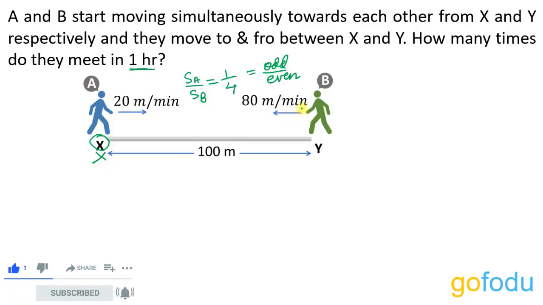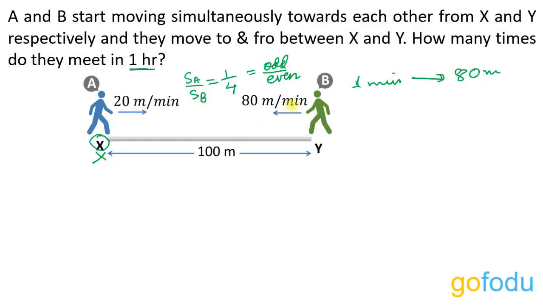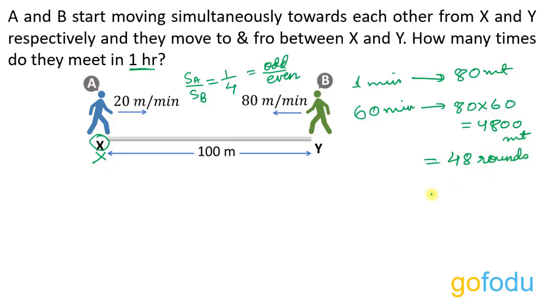So B in 1 minute covers 80 meters, right? In 60 minutes, that's asked in the question, or in 1 hour, B will be covering 80 into 60, that is 4800 meters. And 4800 meters means 48 rounds of 100 meters each.